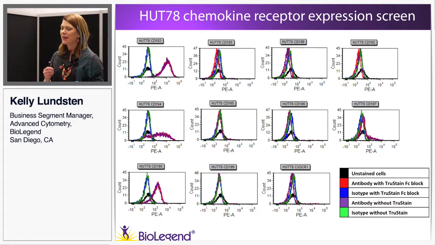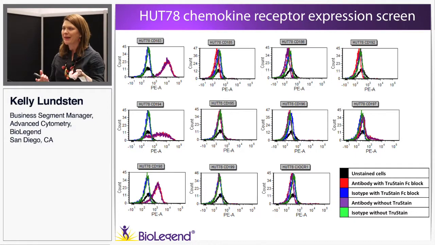So I asked for a custom. I had my guys lyophilize just my chemokine receptor antibodies as well as my isotype controls into the plate so I could that quickly go through these screens of all of these cell types.